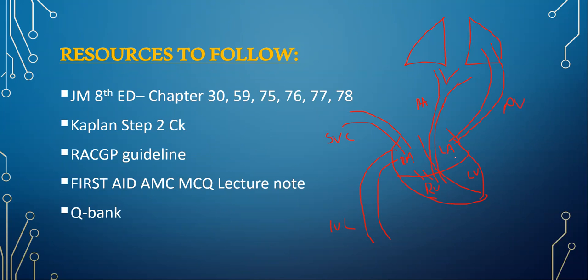And from the left atrium, through the mitral valve, blood will go to the left ventricle. And then from the left ventricle, through the aorta, blood will go to the whole body. So you have got four chambers. You have got four heart valves: tricuspid, pulmonary, mitral, and aortic.